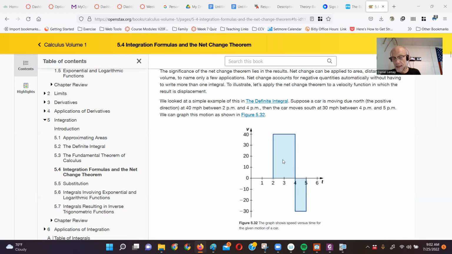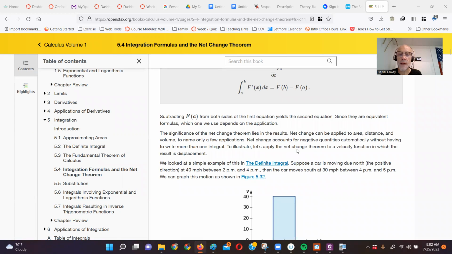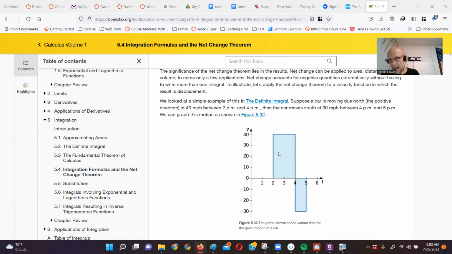So what we do, if you're talking about the net distance traveled, is this: it moved north for 2 times 40 is 80 kilometers, is it? What's the units here? 40 miles per hour. So they did 80 miles going north. Then they turned around and went 1 times 30 miles south. So that means their net displacement, supposing they started at zero, is they're still 50 miles to the north of where they started, right?